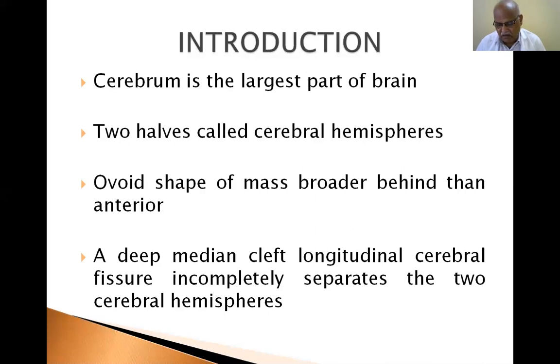As usual, the central nervous system contains gray matter and white matter. The gray matter of the cerebrum, the cerebral hemispheres, is present outside, whereas the inner part is white matter. So the white matter is present in the center and the gray matter is present outside the cerebral hemisphere. The inner part contains the white matter.